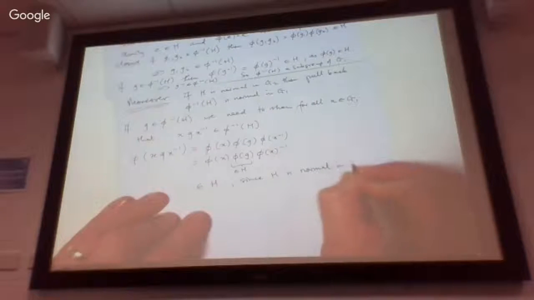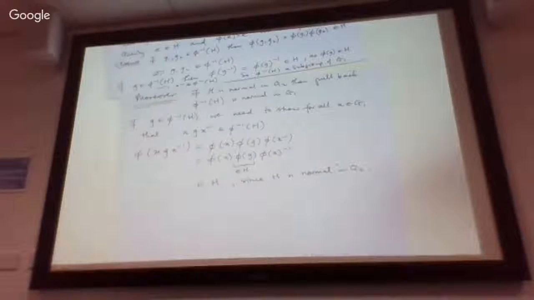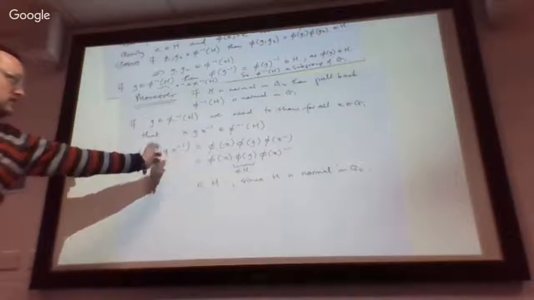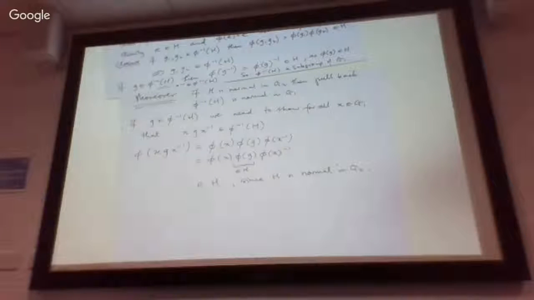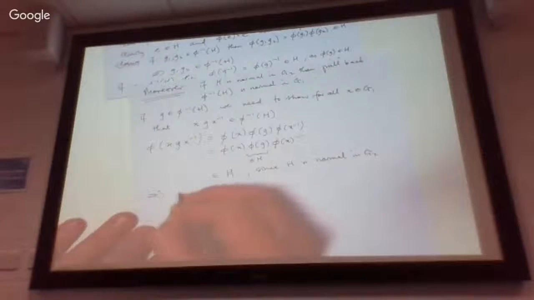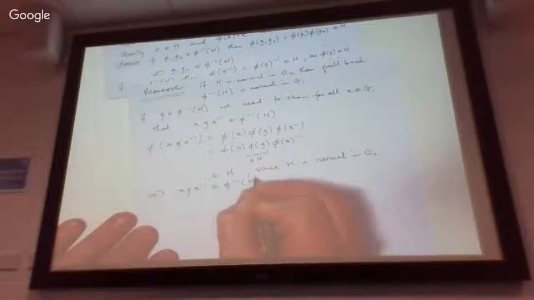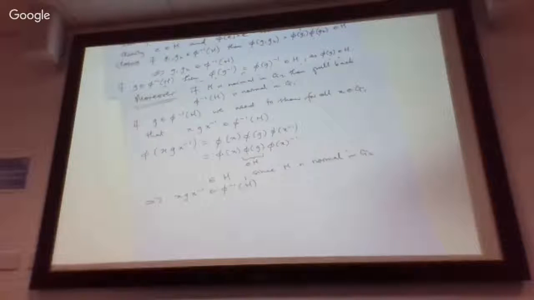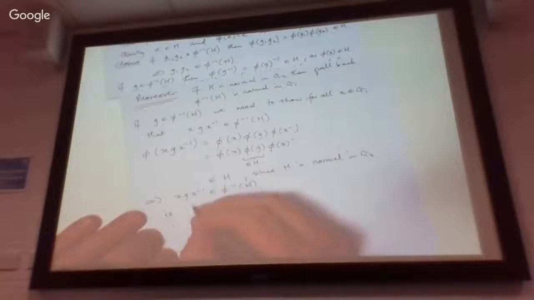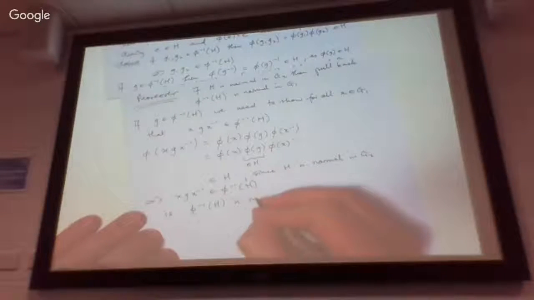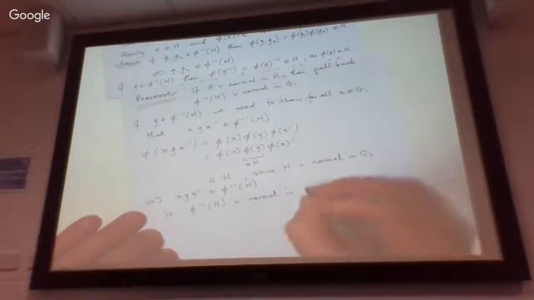H is normal in G2. Phi of x is just some element of G2. So indeed, when you apply phi to this triple product, the conjugate of g by x, you again live in H. So again, this implies that the conjugate of g by x is in phi inverse of H. So it gets mapped into H. And that shows the pullback phi inverse of H is normal in G1.